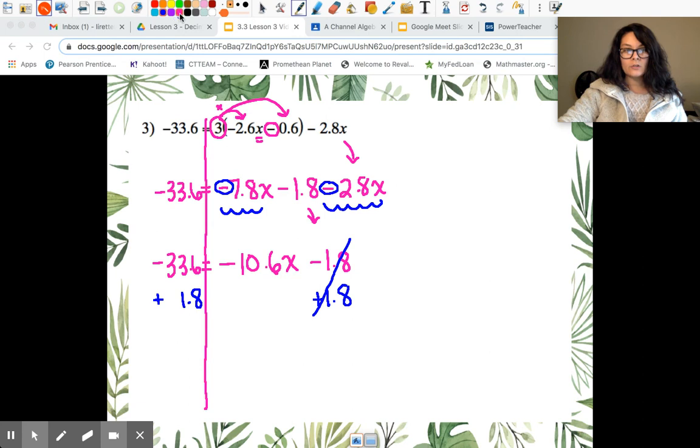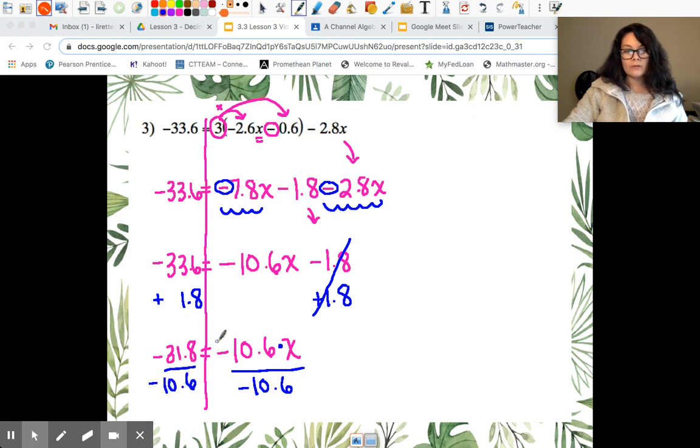And again, I can just use my calculator. I have to type this 33.6 as a negative first, and then plus 1.8, and that gives me a negative 31.8. I bring down that negative 10.6x. Again, this number, which is touching the variable, that means multiplication. So I want to do the inverse and divide both sides by negative 10.6.